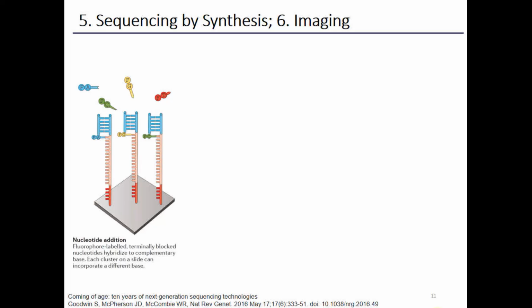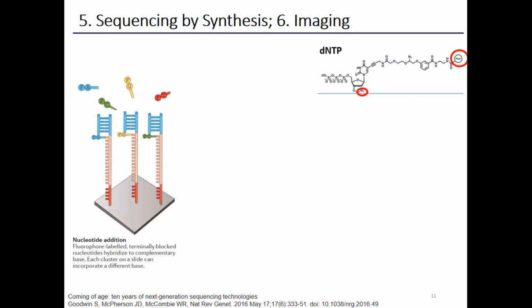The fifth step is sequencing by synthesis, and the sixth step is imaging. In the nucleotide addition step, the fluorophore-labeled, terminally blocked nucleotide, or dNTP, hybridizes to the complementary base. Here I'm showing you the chemical structure of the dNTP. It's fluorophore labeled, and its 3' end is blocked. This blockage is reversible. That's why we call it a reversibly terminated dNTP. And because the 3' end is blocked, it can only extend one base per cycle.